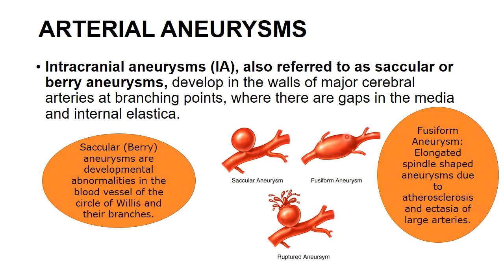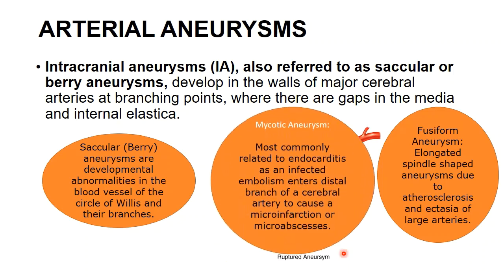What is this? This is a fusiform aneurysm that you see. Fusiform aneurysms are typically elongated to spindle-shaped and they characteristically result from atherosclerosis. So when these aneurysms rupture, they characteristically cause hemorrhagic stroke, right? There is another type of aneurysm which is called the mycotic aneurysm, which develops most commonly due to endocarditis, as an infected embolus enters into the distal branches of the cerebral artery, causing microinfarction or microabscess formation.